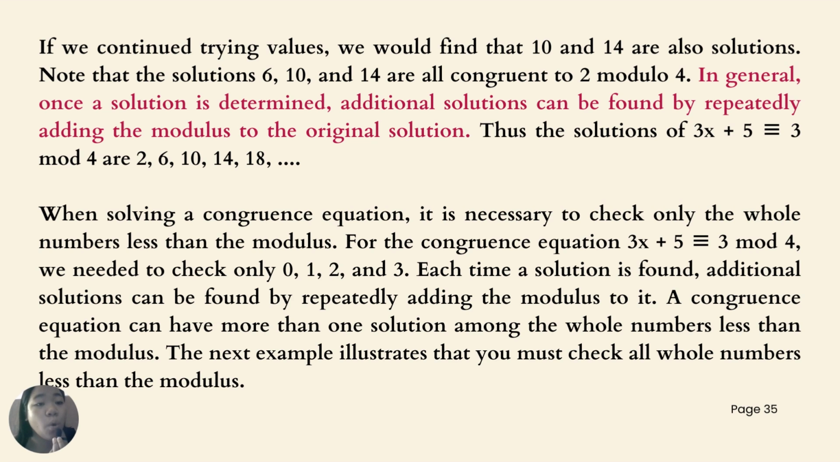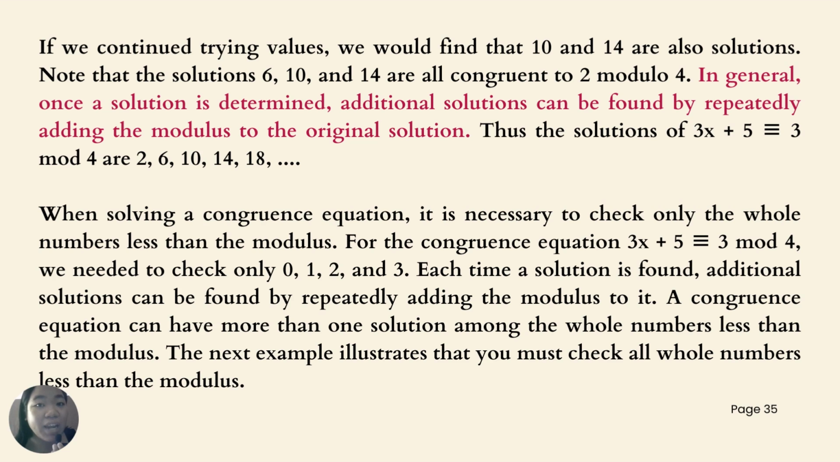In general, once a solution is determined, additional solutions can be found by repeatedly adding the modulus to the original solution. So thus, the solutions of 3x plus 5 is congruent to 3 mod 4 are 2, 6, 10, 14, 18, so on and so forth. Okay? Okay. When solving a congruence equation, it is necessary to check only the whole numbers less than the modulus.